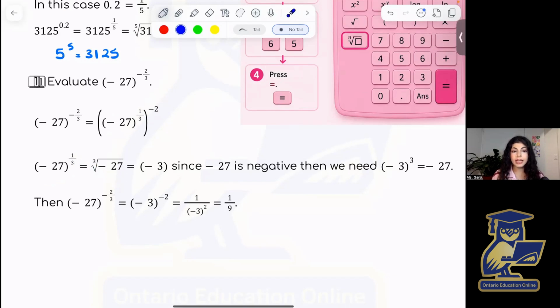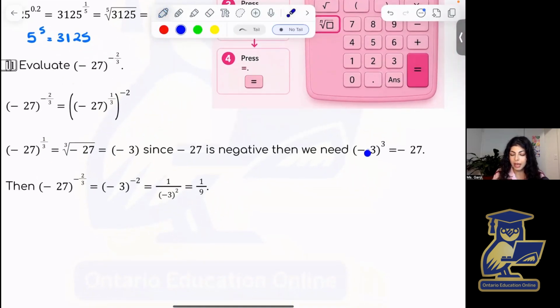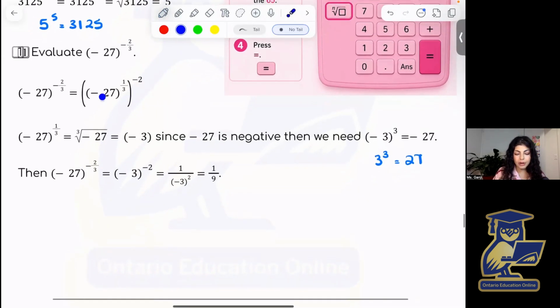And again, if you put this into your calculator, you don't have to worry about the negative. It will evaluate the negative for you. But the reasoning for this is negative 3 to the power 3 gives you negative 27, whereas 3 to the power 3 just gives you 27. So to have that negative there, you do need the negative in your base as well. And so the inner bracket will give me negative 3.